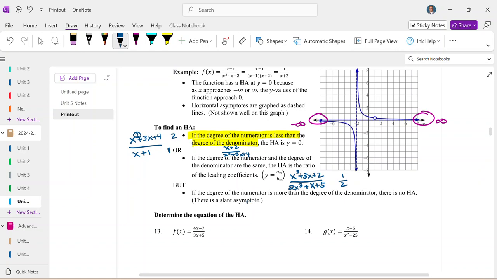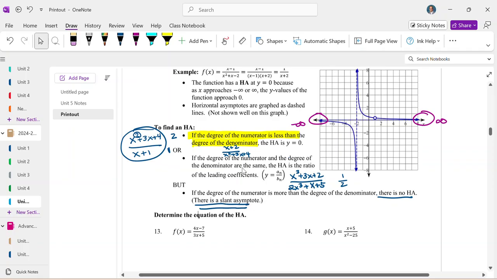If the degree of the numerator is more than the degree of the denominator, there is no horizontal asymptote. So see how here the degree is more than the denominator. However, there is what's called a slant asymptote, and we'll talk about that later.